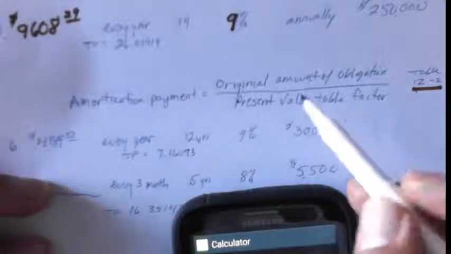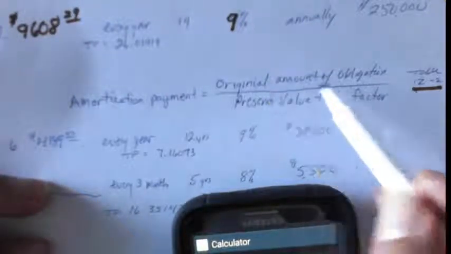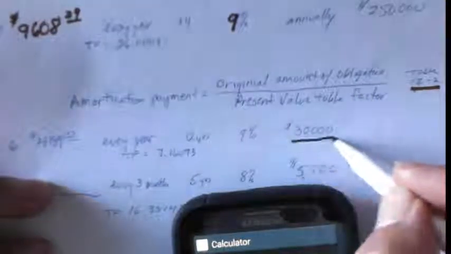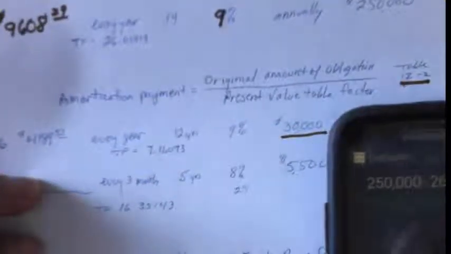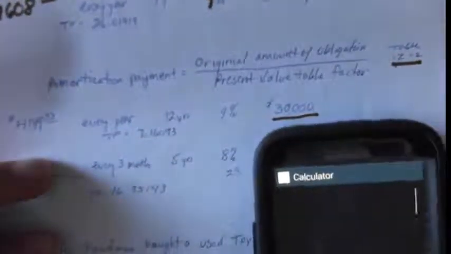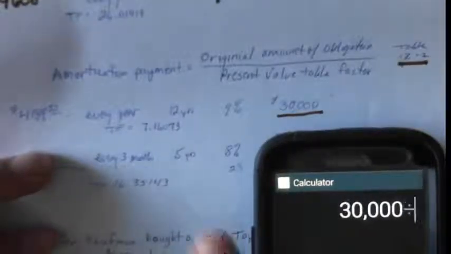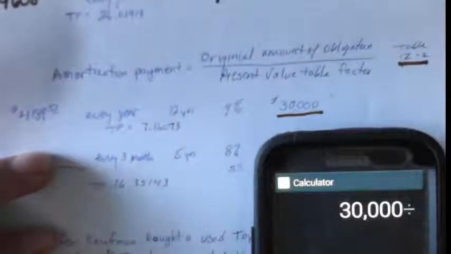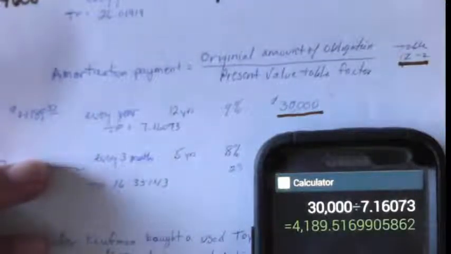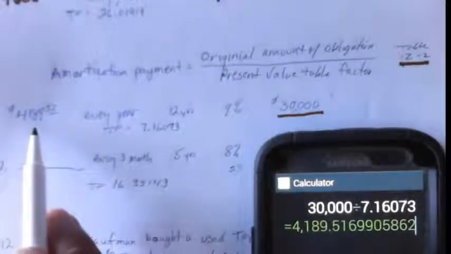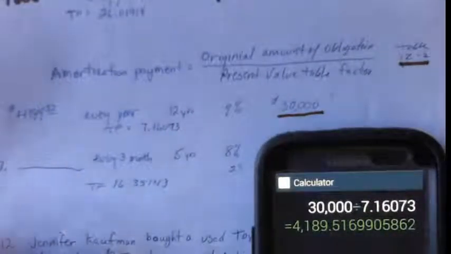The formula is the original amount of the obligation, in this case $30,000, over the present value table factor. In this particular problem, I already looked it up: 12 years, 9% every year, so it was annual, so we didn't have to do a whole lot there. So it's just 30,000 divided by 7.16073, and it gets exactly what we need. So these are pretty straightforward, fairly nice.